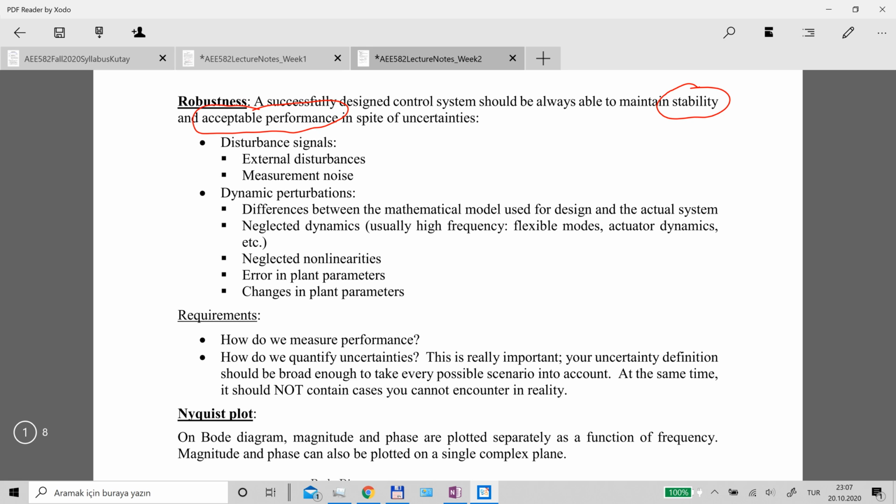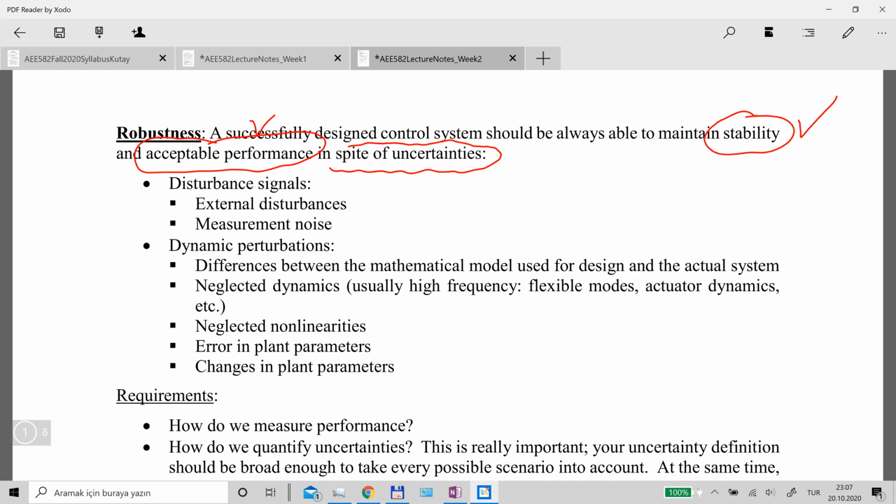So when we talk about robustness, these two will be satisfied in spite of uncertainties. So even when there are uncertainties in the system, we want to guarantee that our system will remain stable and will have acceptable performance. Okay, so now the next question becomes, what do we mean by uncertainties? When we speak about uncertainties, they are generally categorized into two groups. The first one is the disturbing effects that come from outside. These are external disturbance signals that may be acting on your system.